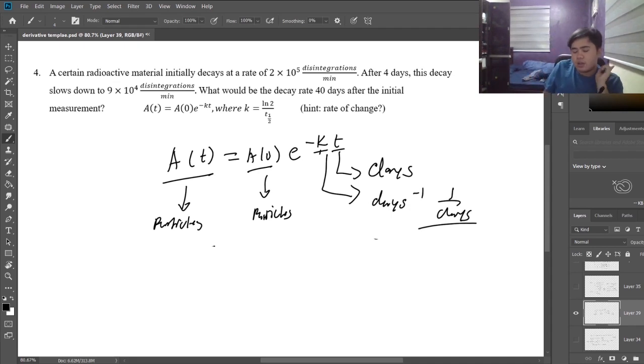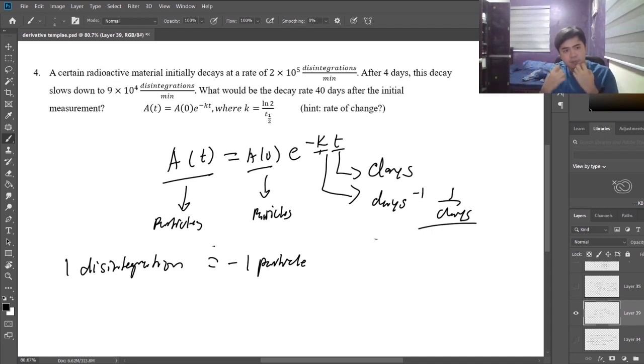Now, the decay given is disintegrations per minute. What is a disintegration? You can think of a disintegration as the loss of one particle. So one disintegration is negative 1 particle. It will lose 1 particle from the radioactive material. So that's going to be our unit. Then we put minute here, so negative 1 particle per minute. We're going to be using the units later on.